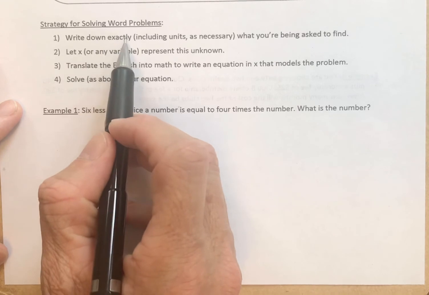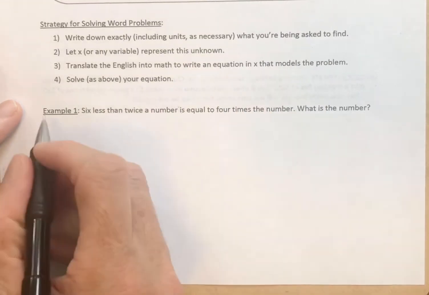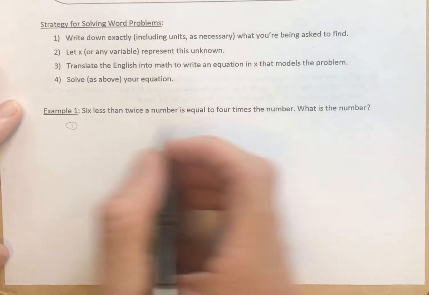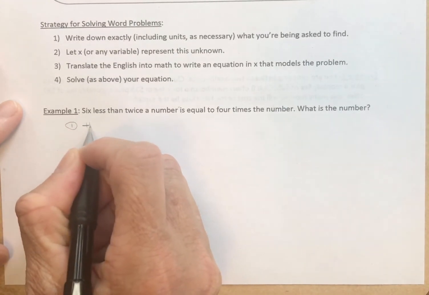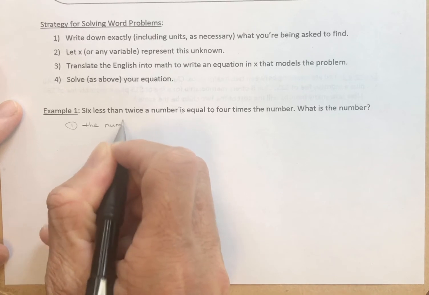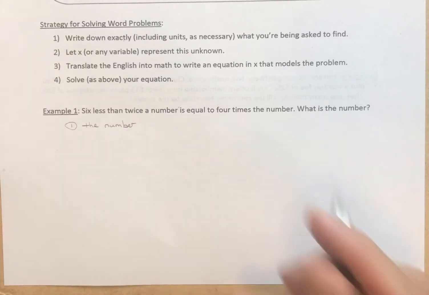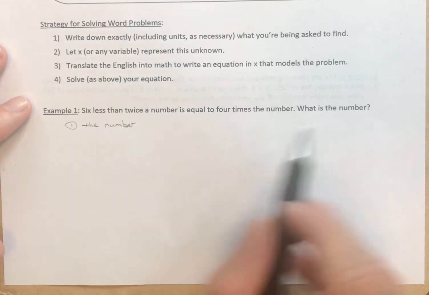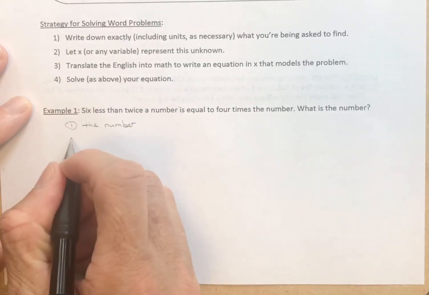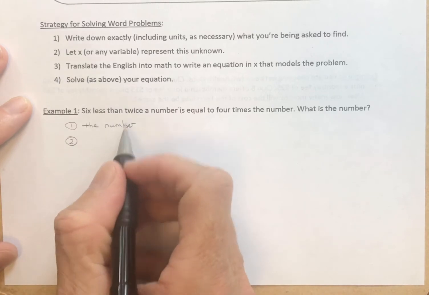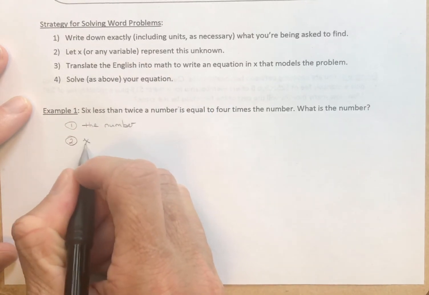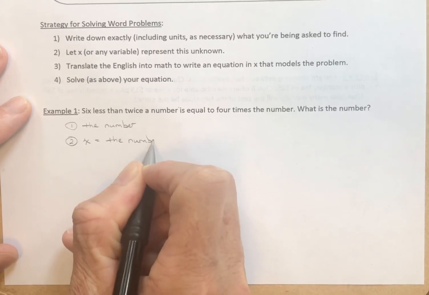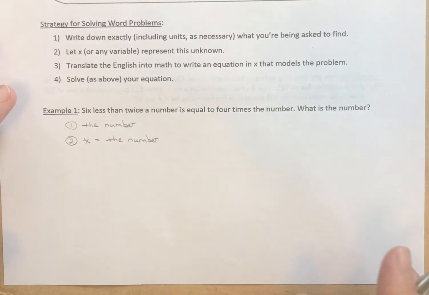Okay, step 1. Write down exactly what you're looking for. We don't have any units to this. We are looking for the number. There are no units to it. That's what we're looking for. What is the number? Step 2, assign our unknown the variable x. x equals the number. No problem. So far, so good.